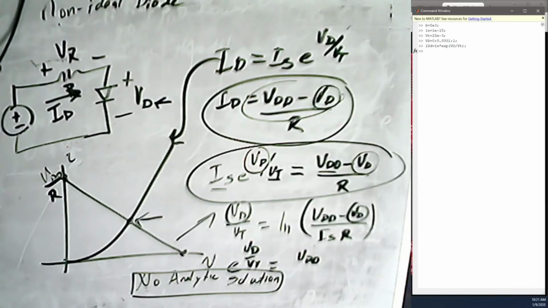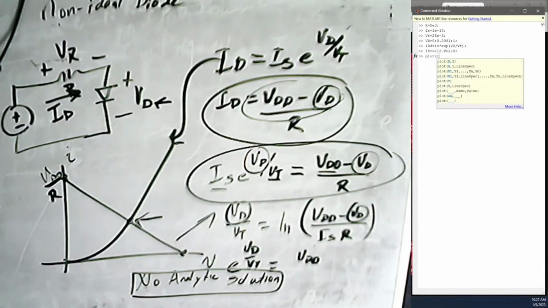And then we'll also say that ID, according to the resistor, is going to be VDD, which we didn't specify. So, I don't know. Let's put in 5 volts on it. Let's put in 12 volts and be very original. 12 volts minus VD divided by our R value. Okay? And now we can go and plot.